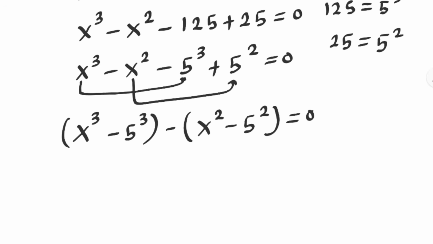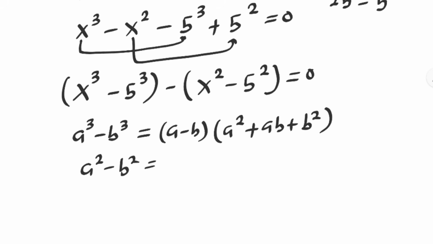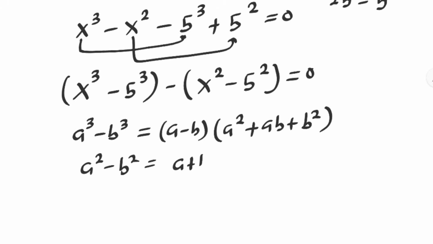Take note of this, that if you have a raised to power 3 minus b raised to power 3, this is equal to a minus b bracket a square plus ab plus b square. And if you have a square minus b square, this is equal to a plus b bracket a minus b.